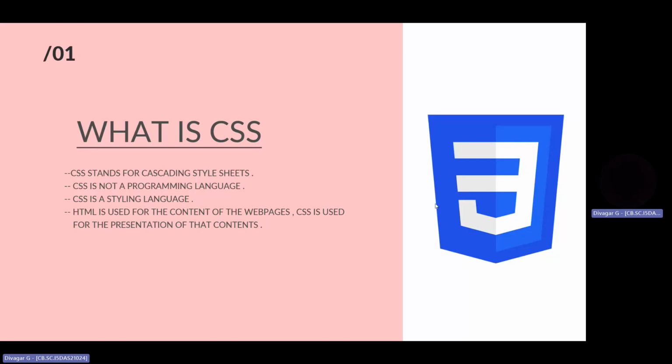HTML is used for the contents of our web pages. If you want to create a basic web page, we need HTML for the contents. If you want to add styling to that content, to decide how to present that content, we need CSS. So using CSS, we can add the styling.